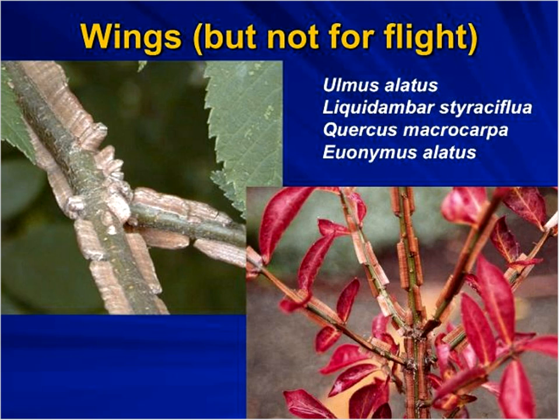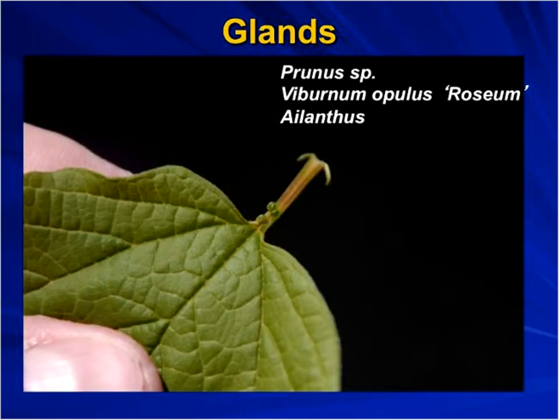Wings, of course, you've seen these wings. They're called alate, A-L-A-T-E, for those of you who may have heard that term before. But this is a quirky outgrowth, often seen on the stem, and sometimes even on the petiole or the rachis of some compound leaf plants, like with sumacs. A few examples of alate wings: young specimens of sweet gum, Liquidambar, Quercus macrocarpa, a wonderful oak, the large bur oak here. Euonymus alatus, everyone knows Euonymus and its winged stems.